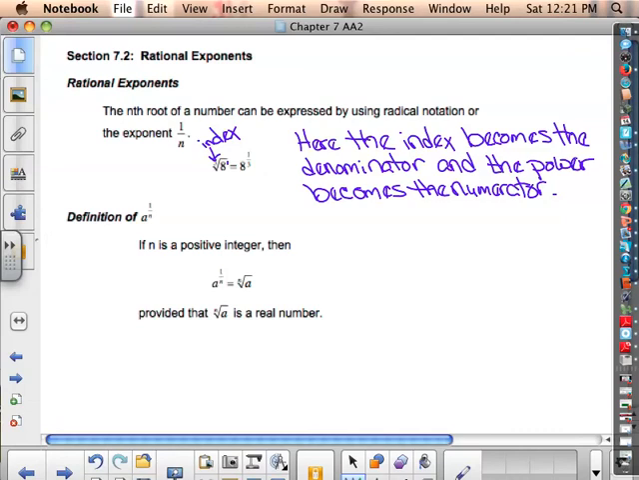So the definition of a raised to the 1 over n: if n is a positive integer, then a raised to the 1 over n is equal to the nth root of a, provided that the nth root of a is a real number. So let's look at this. This is the same as saying that 25 raised to the 1/2 is the same as the square root of 25. And that's all we're doing. We're just representing that radical as an exponent, but it's a rational exponent.